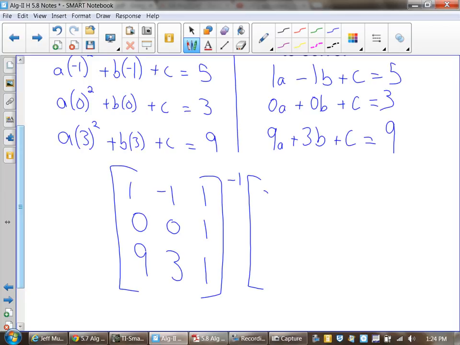Very good. Now, the way that we set this up, a 3 by 3 times a 3 by 1 is going to kick out a 3 by 1. That 3 by 1 is your answers in order A, B, C. Look, there's a use for matrices.